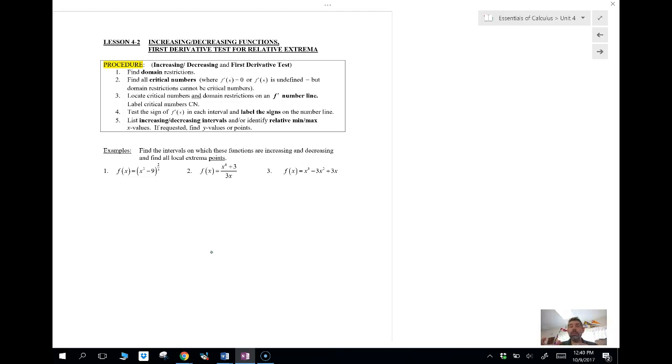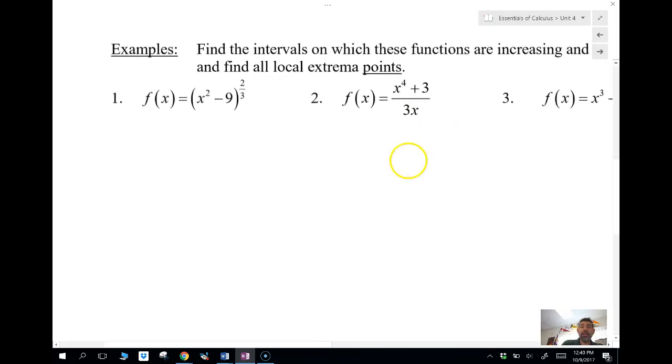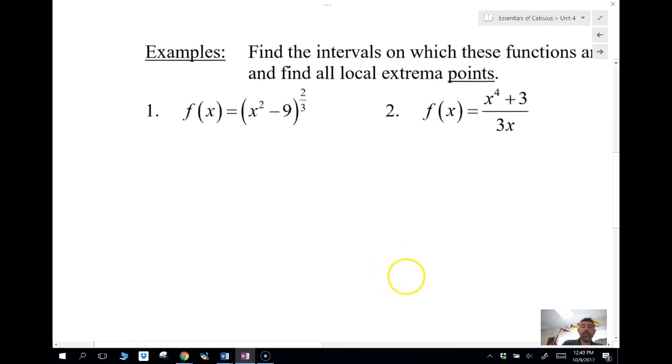And then we're going to use that number line to see where the intervals that the sign of f prime is either positive or negative. Where the sign is positive, that means it's increasing. When the sign is negative, it means it's decreasing. And where we have those that increase and then decrease, that's a relative max. Decrease, then increase, we've got a relative min, and we'll go in and label those if requested. So let's go and take a look at some examples here. Find the intervals in which each of these functions are increasing and decreasing, and then we'll find the extrema.